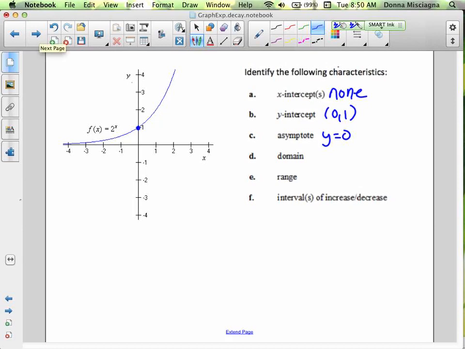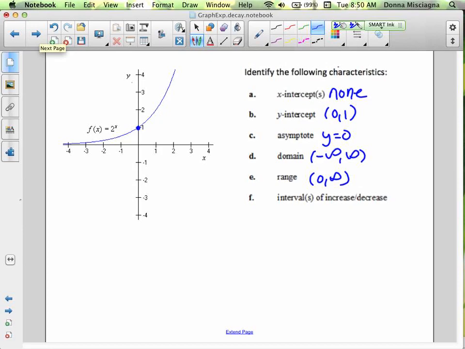And these are all in your notes. How about the domain? All the numbers. Yep. How about the range? 0 to infinity. And how about intervals of increase, decrease?